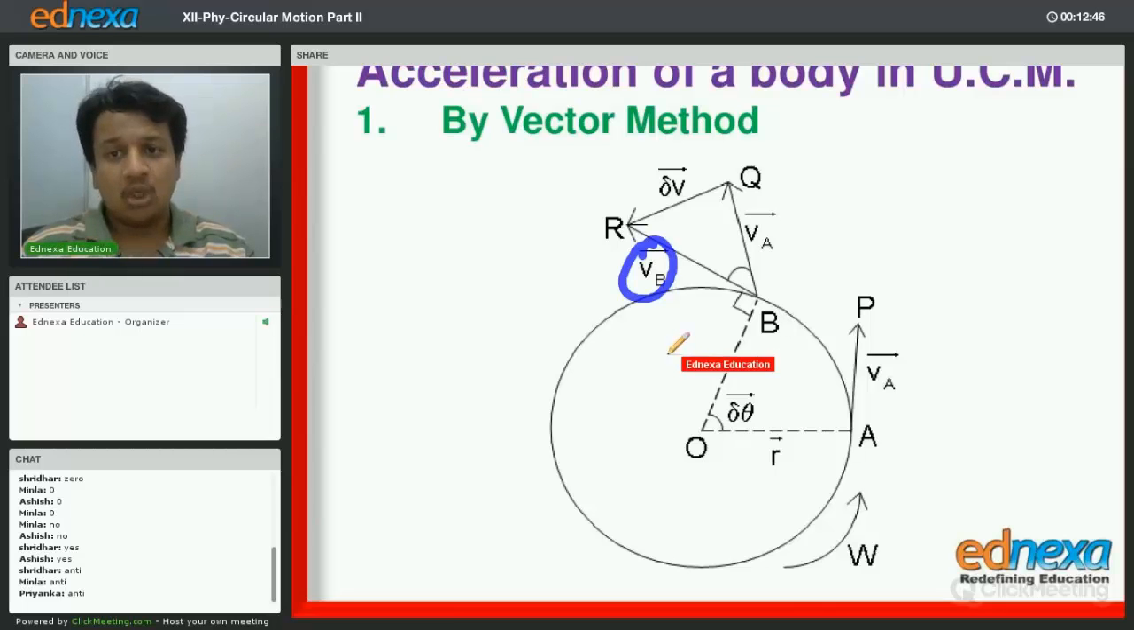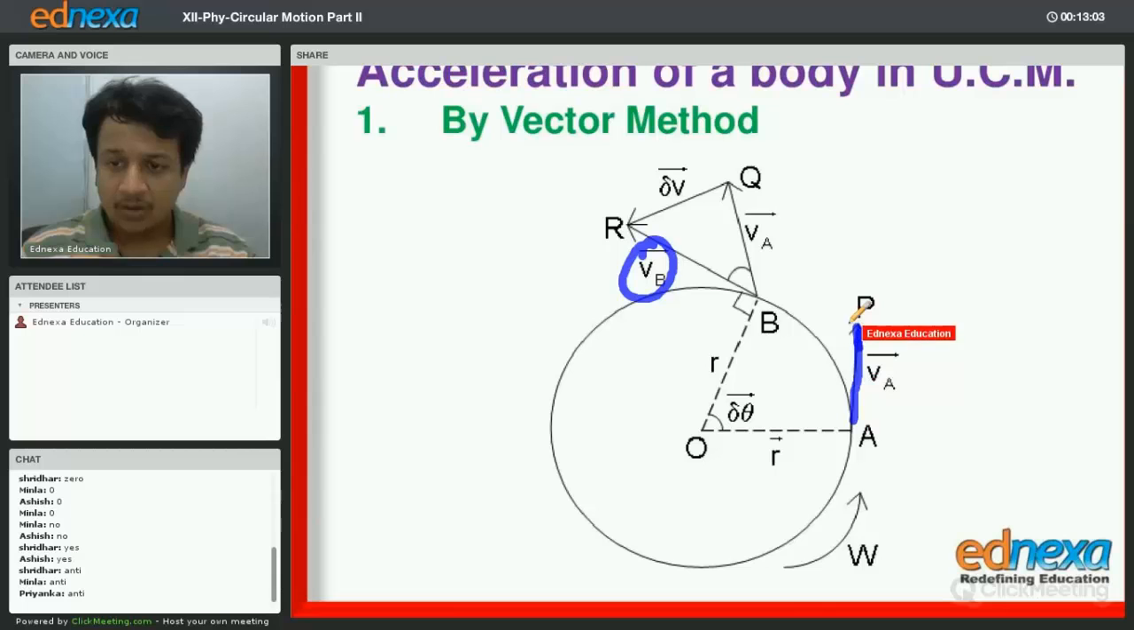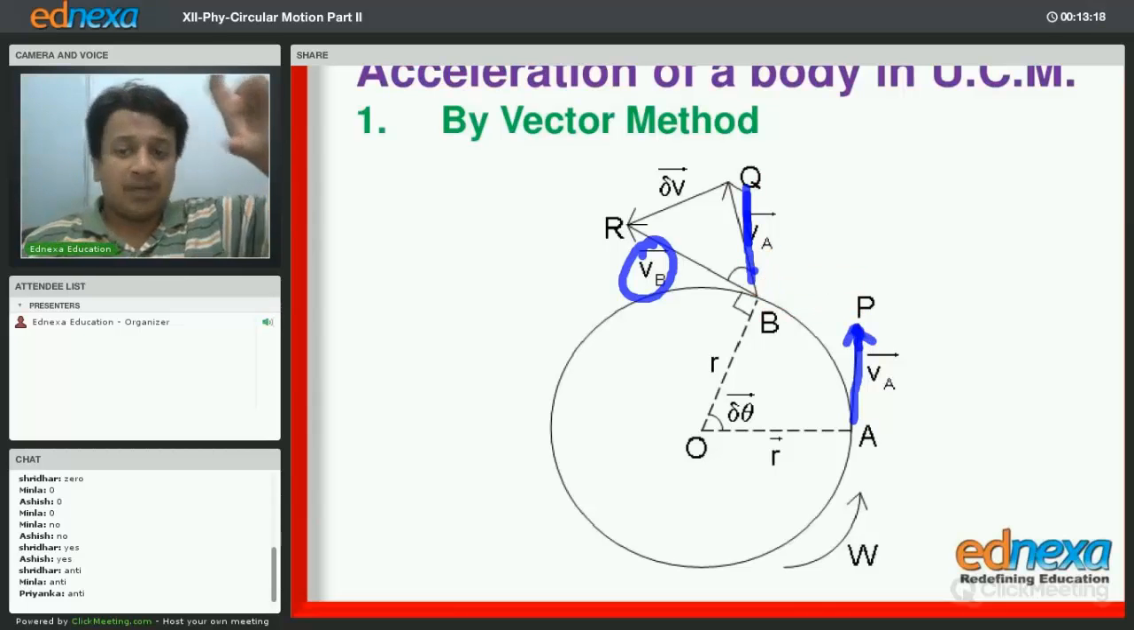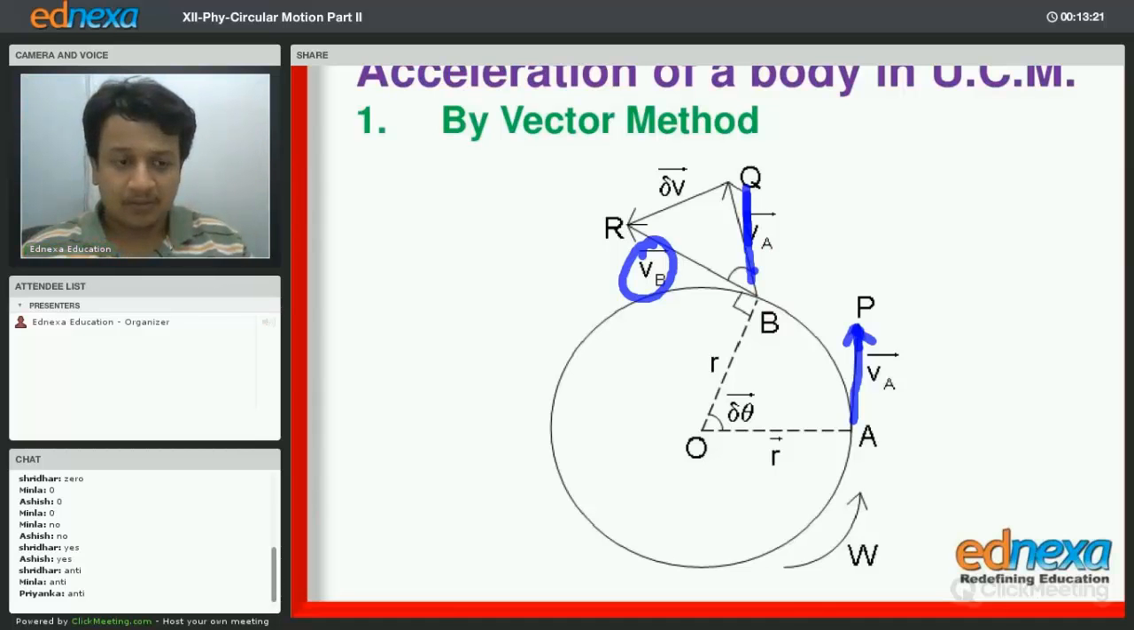According to the laws of scalars and vectors, we can shift any vector from one point to another without changing its direction and magnitude. So this is vector PA. We can change the position of PA from one point to another, suppose to point B. I am going to displace that vector and place it at point B. Then it will be BQ. Over here at point A it is PA.